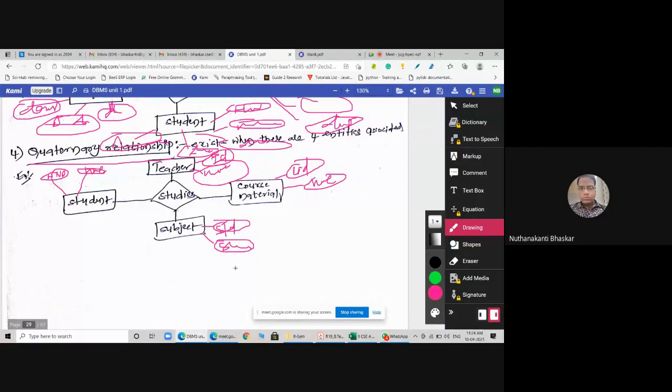Here, what is the common attribute of these four entities, so that we can associate them? Students and teacher must be in the same department, the subject also must be in the same department, and the course must be in the same department. So we can add a department attribute for all four entities. Yes or no?